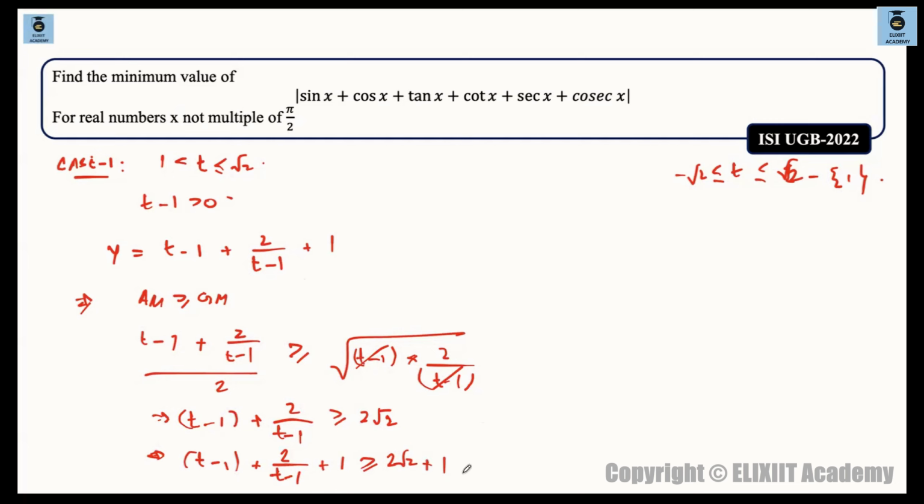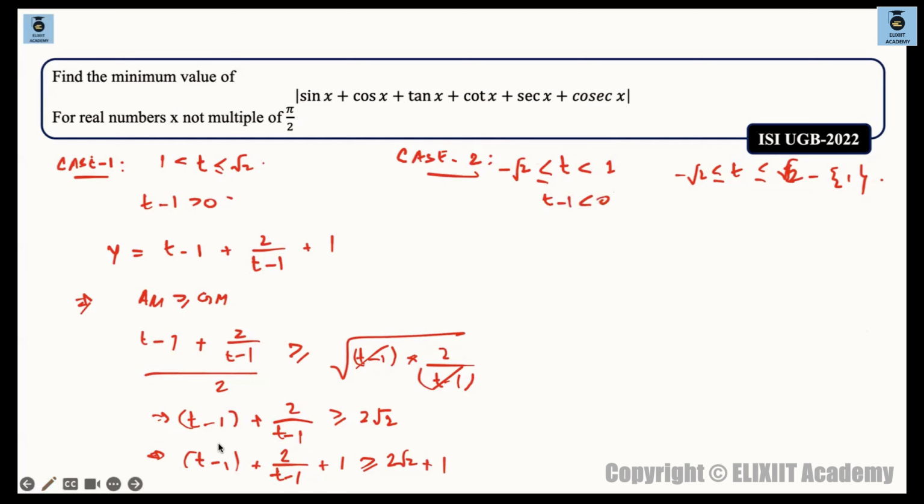Now we see the next case, the second case. In the second case, we have taken 1 to √2 before; next are the negative values. That means t lies between 1 and minus √2, excluding 1 definitely. So 1 and minus √2 will work. In this case, t minus 1 is negative.